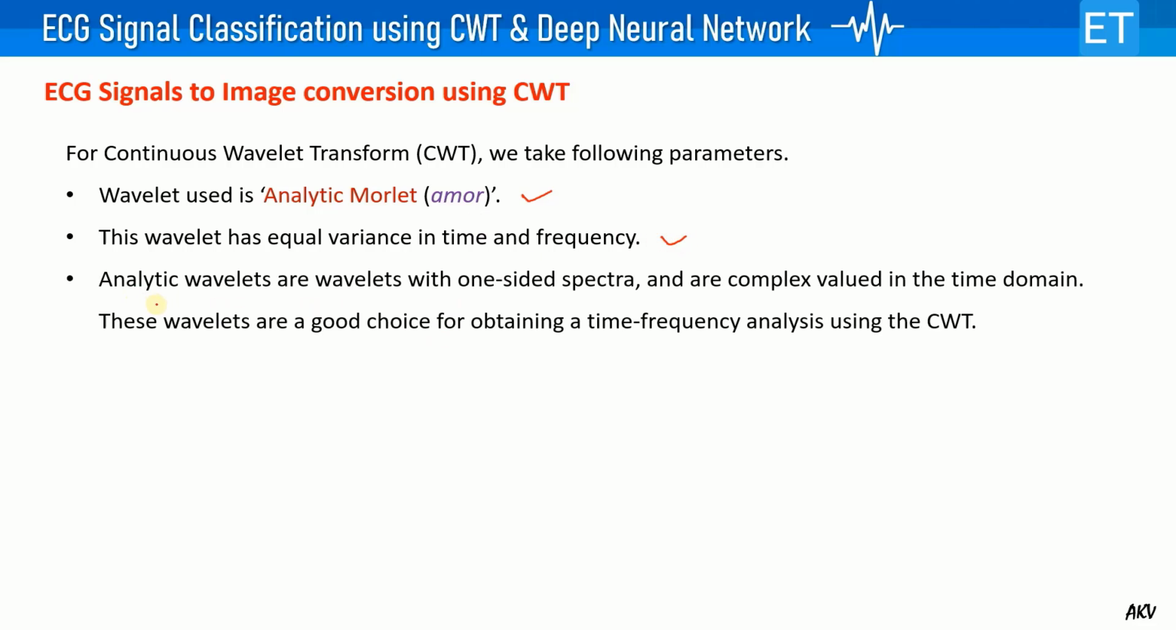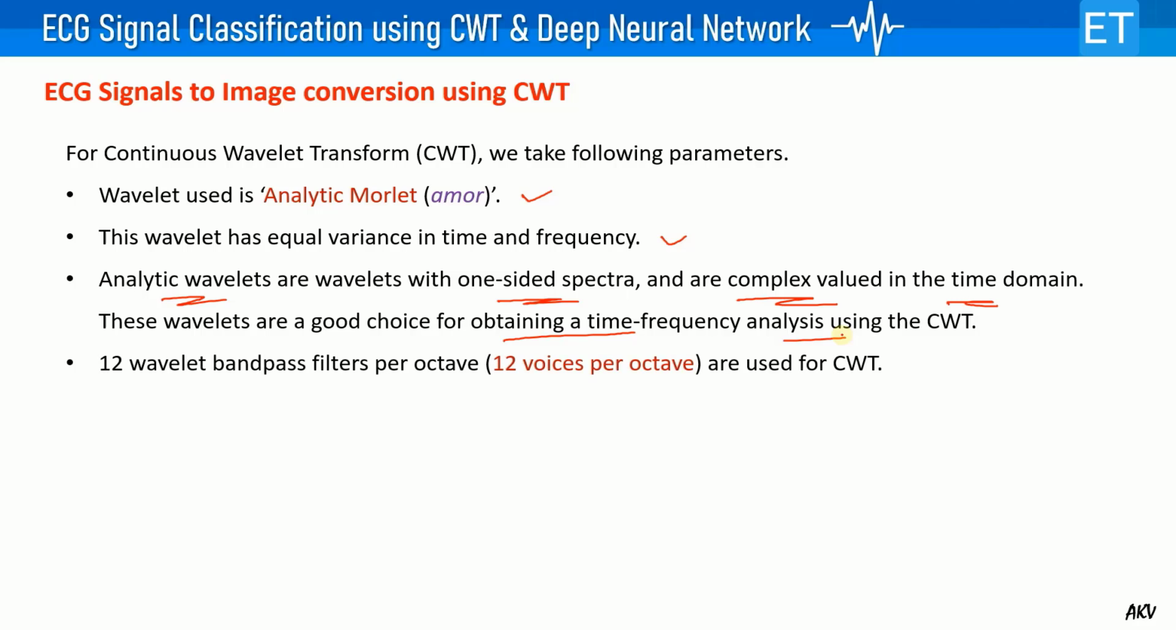And what is actually the analytic wavelet? The analytic wavelet is one which has a single-sided spectra. Because of that, they are complex valued in the time domain. These types of wavelets are a very good choice for obtaining a time frequency analysis of 1D signals using CWT. For this purpose, we will take 12 wavelet band pass filters per octave.